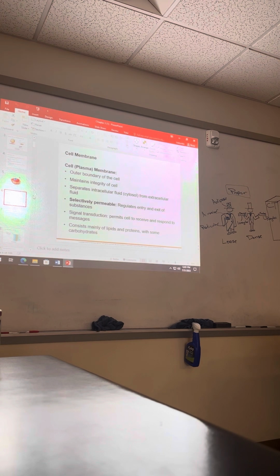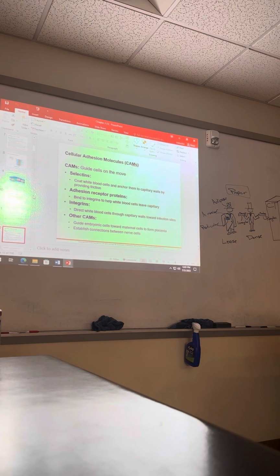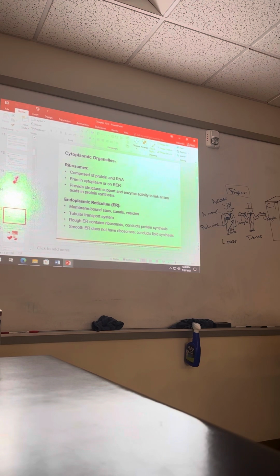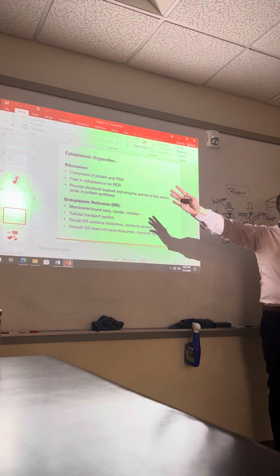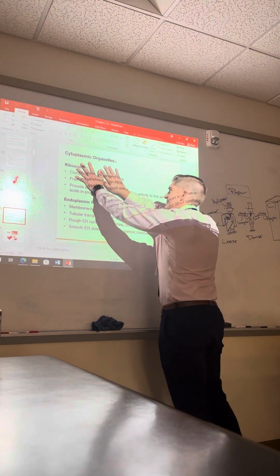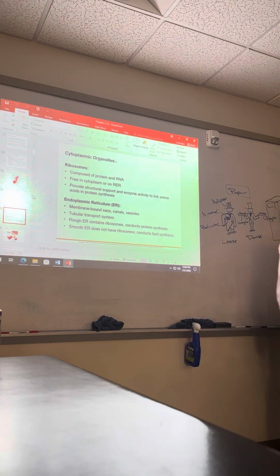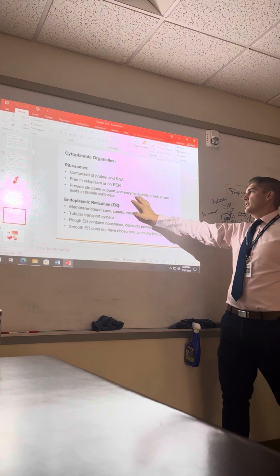Protein synthesis. Yeah, they're like protein making machines. That's what they do. Good. Made up of protein and RNA. And they can be in one of two places. They can be floating around freely, not committed to any one place, or they can be bound on the rough endoplasmic reticulum, the RER. And again, they provide enzyme linked activity to make proteins.